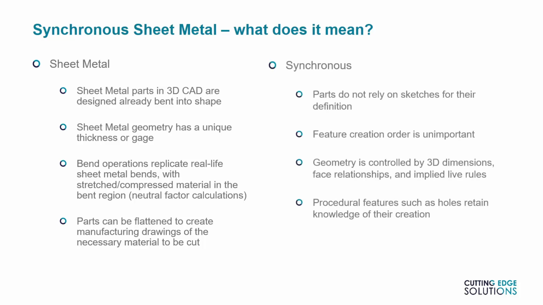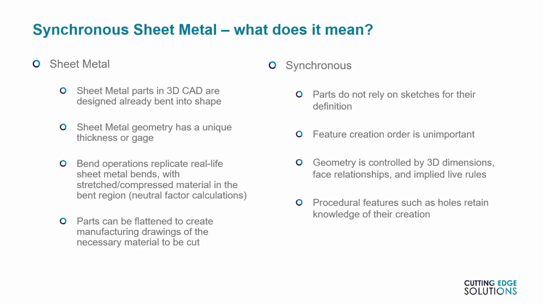Secondly, the synchronous part of synchronous sheet metal means that the parts and their flanges do not rely on sketches for their definition. They can exist and be edited without them. This also means that there is no order of feature importance. The first flange on a part could be deleted, and leave all the features around it still visible. This lack of direct sketch dependency might suggest that this is direct modelling, but that's not the case.